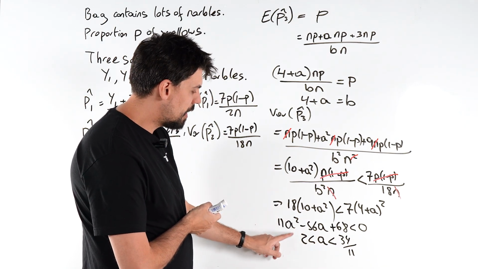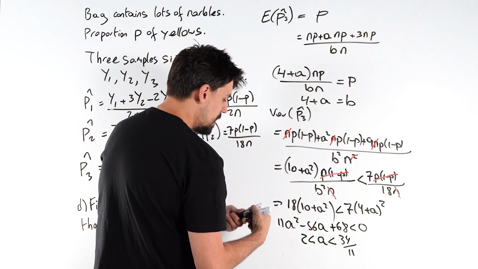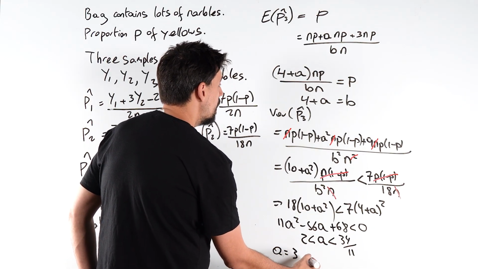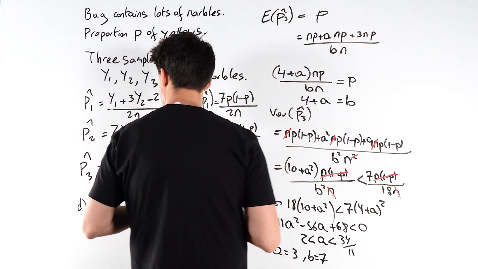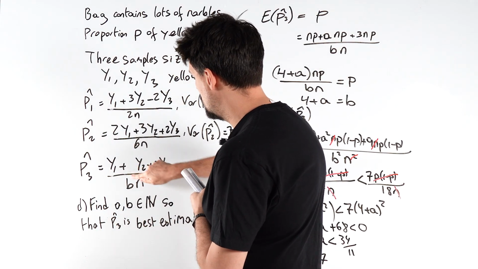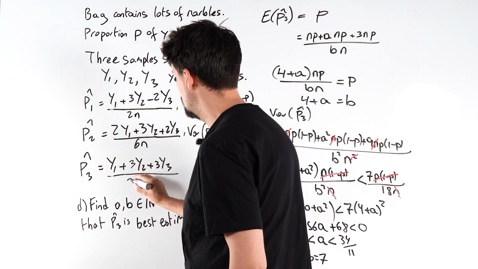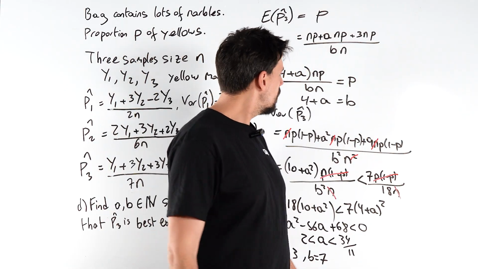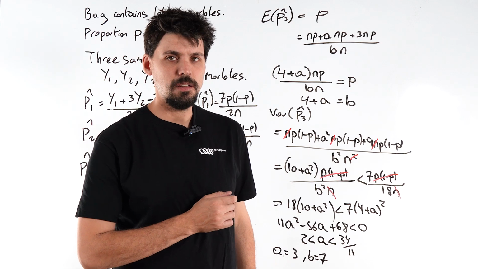So I want this to be negative. What value of a is in between these two? We're going to take a as 3, and therefore b is 7. And that one's even better, or gooder. Whew, that was fun. Could we do better?